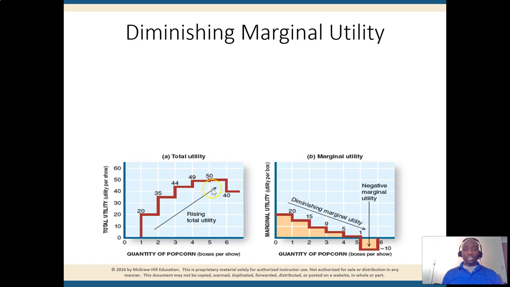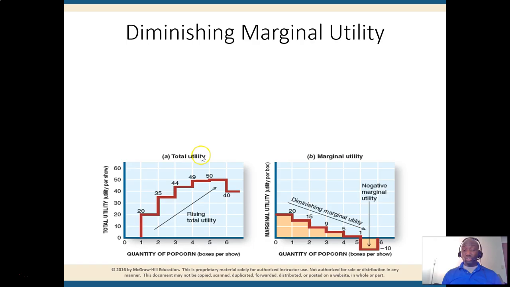The total utility here is increasing because you consume more. One bag of popcorn, you got 20. Now you consume two, the total is 35. You consume three, it's 44, four is 49, five is 50. So you see the total is increasing. That's what we call the total utility.